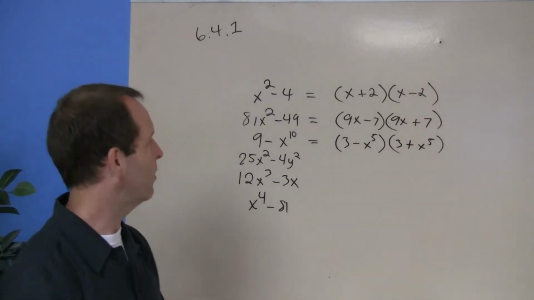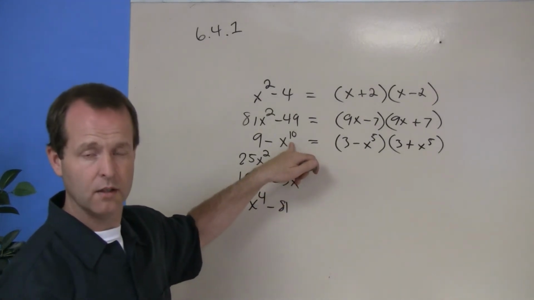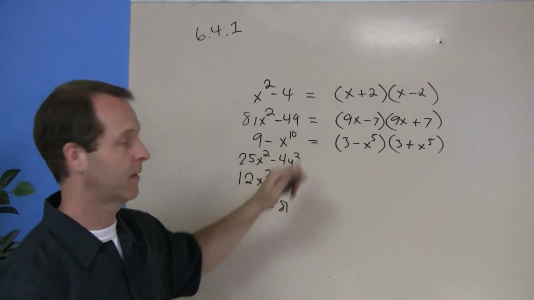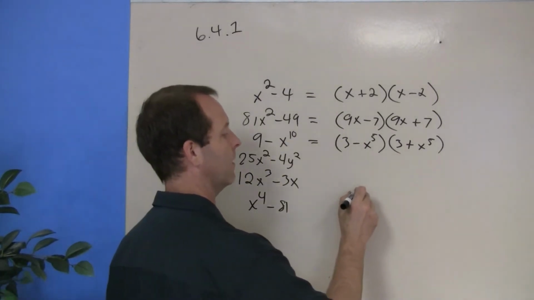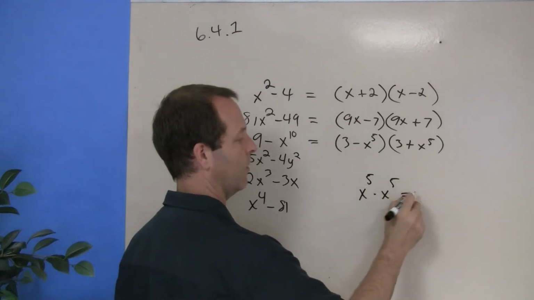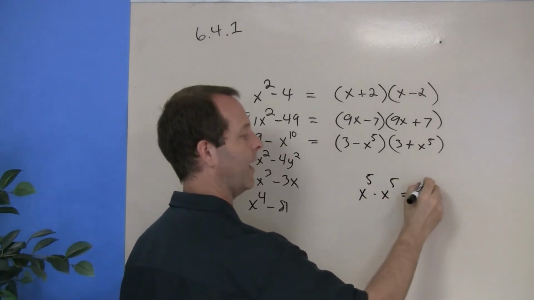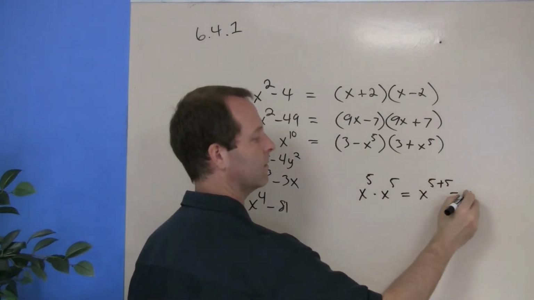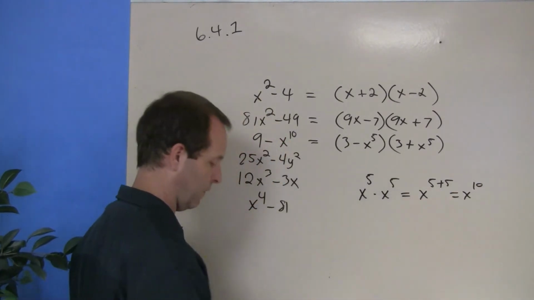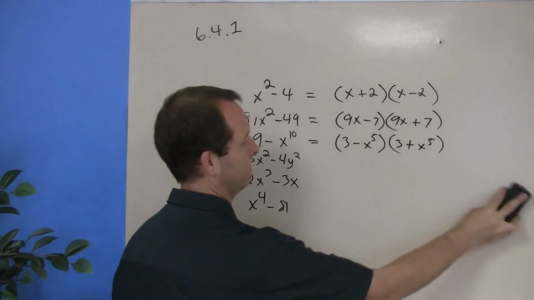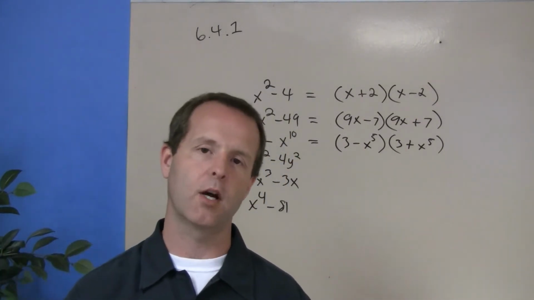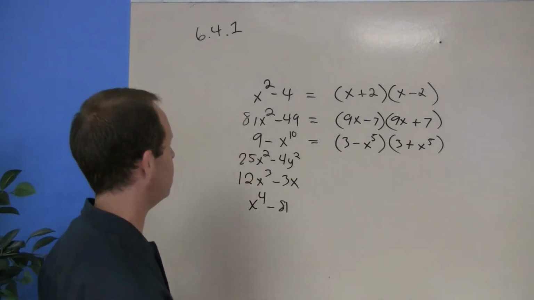The hard part here might be to remember x to the 10th. What times what? What times itself makes x to the 10th? And just a little bit of remembering, x to the 5th times x to the 5th. When I have like bases, I add the exponents. So you can see that x to the 10th really is x to the 5th times x to the 5th. It's one of those times you're going to have to pull an old tool out of your tool belt to help you solve a current problem.